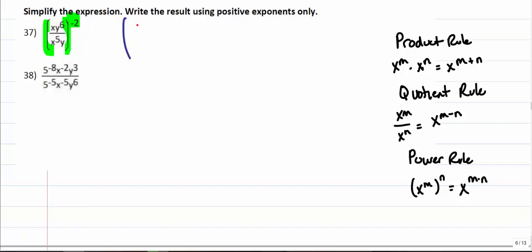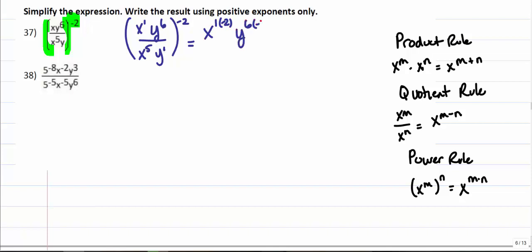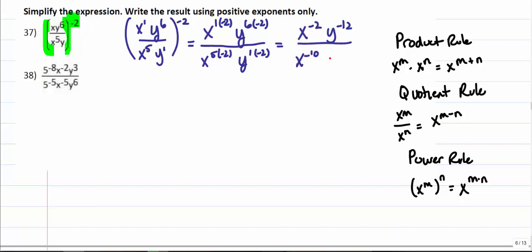So when I look at this example, I really have x to the first power, y to the sixth, x to the fifth, y to the first, all to the negative 2 power. So I'm literally coming in here and multiplying all of my exponents, top and bottom, by negative 2. So that's 1 times negative 2. So I end up with x to the negative 2, y to the negative 12, x to the negative 10, y to the negative 2.